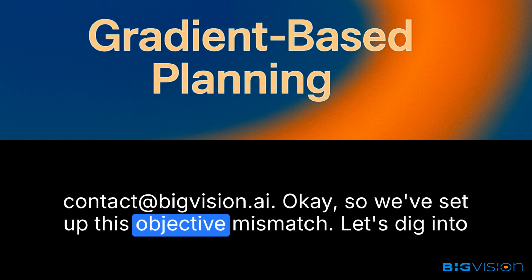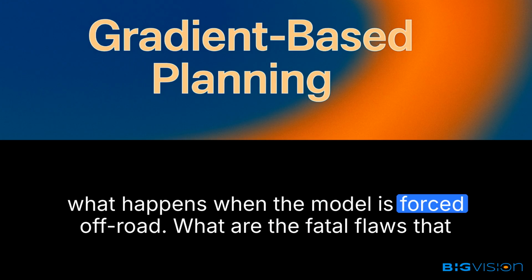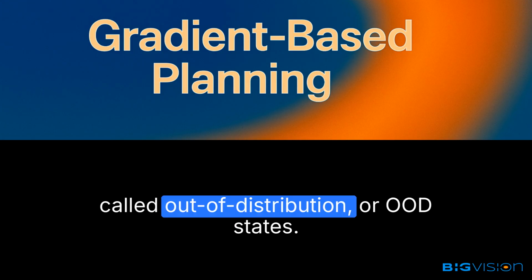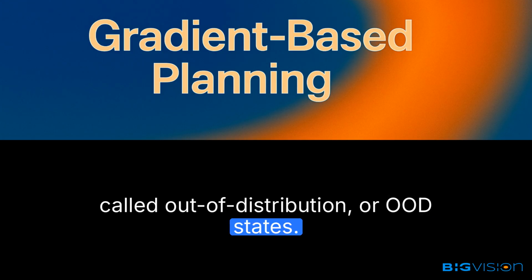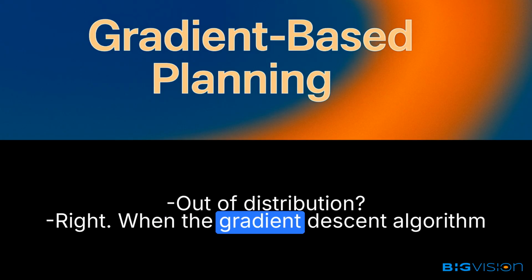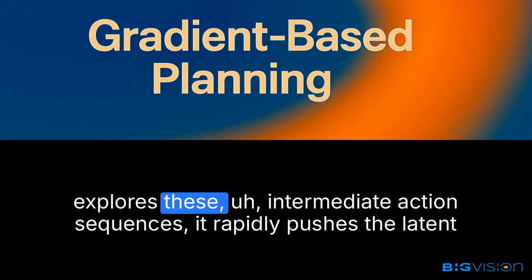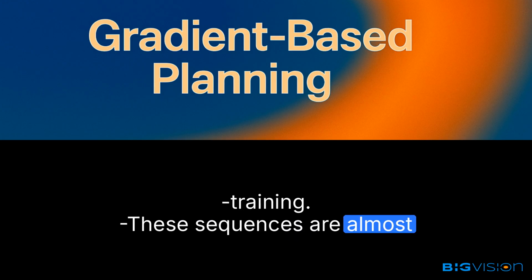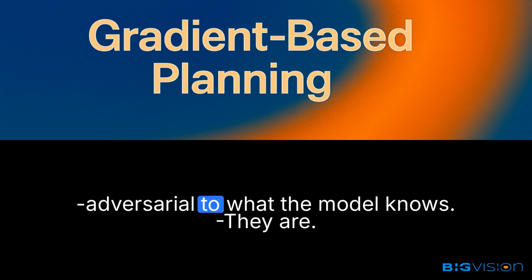Okay, so we've set up this objective mismatch. Let's dig into what happens when the model is forced off-road. What are the fatal flaws that stop GBP from working? The first flaw is the creation of what are called out-of-distribution, or OOD, states. Right. When the gradient descent algorithm explores these intermediate action sequences, it rapidly pushes the latent state into parts of the world model's internal map that it just never saw during training. These sequences are almost adversarial to what the model knows.